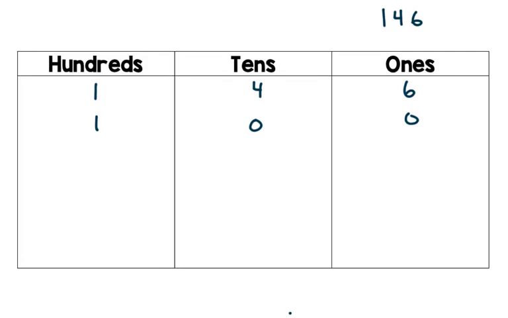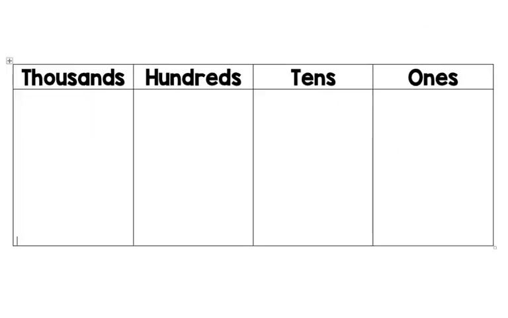Okay? The next one I'm going to do is write the value of this 4. If I have 4 tens, I have 40. Okay, and then the last one I'm going to do is write the value of the 6. If I have 6 ones, I just have 6. Okay, so you can see that number, 146. Okay, let's go on to the next one.